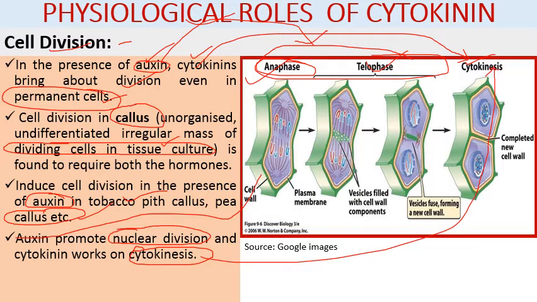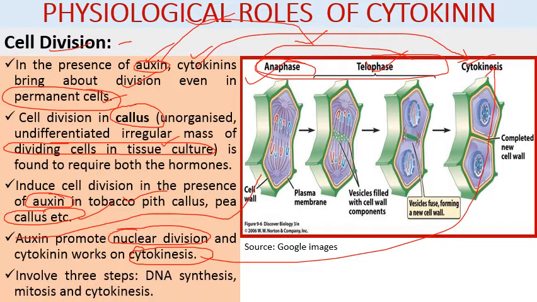So there is cell division by both these hormones, and it involves 3 steps, that is DNA synthesis, then mitosis, and finally cytokinesis. So cell division involves these 3 steps.